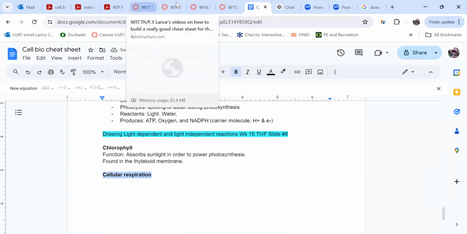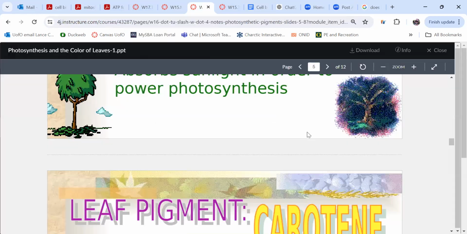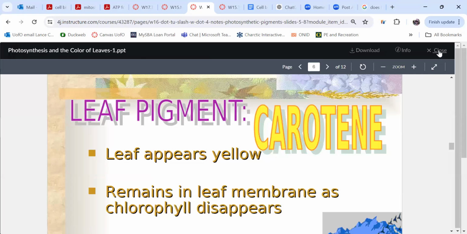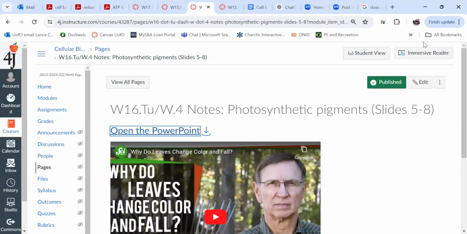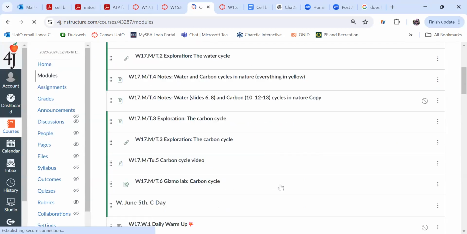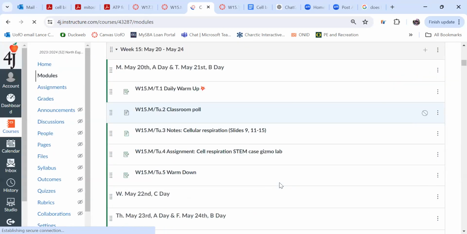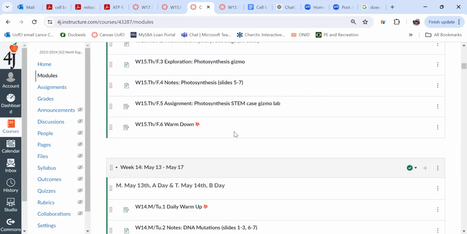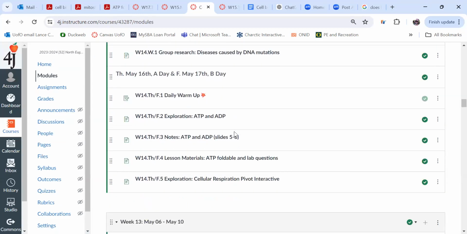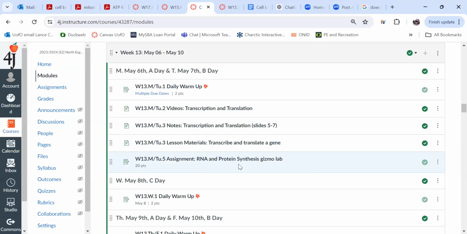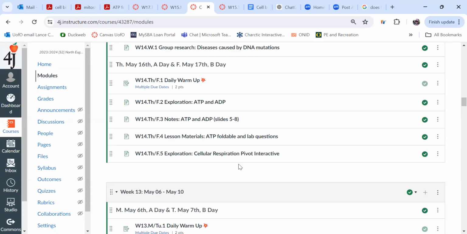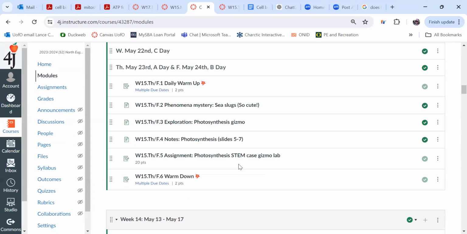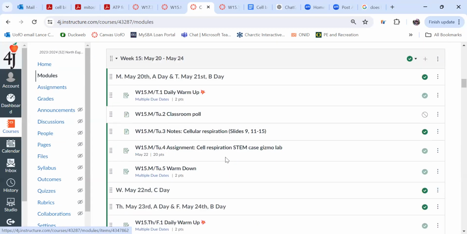What we got here? Some more notes. So we have to go back. Cellular respiration was a little bit further back here. We learned about cellular respiration first before photosynthesis. That's week 15, cellular respiration. What about week 14? ATP. Yeah, so let's do these week 15 slides.